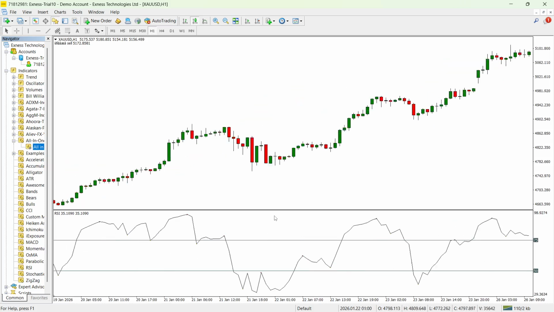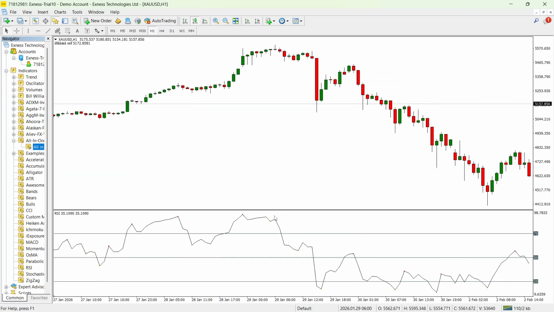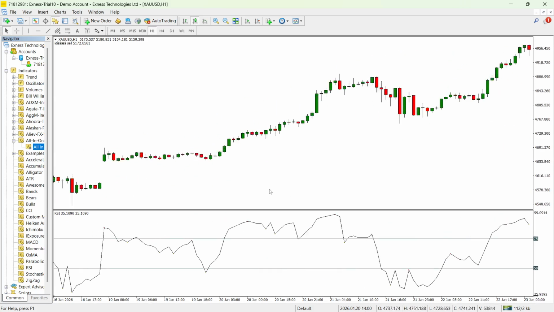Because the tool can also show hidden divergence and trendline style continuation information, the display gives you a visual map of both potential reversal and continuation setups without you having to manually draw every line.